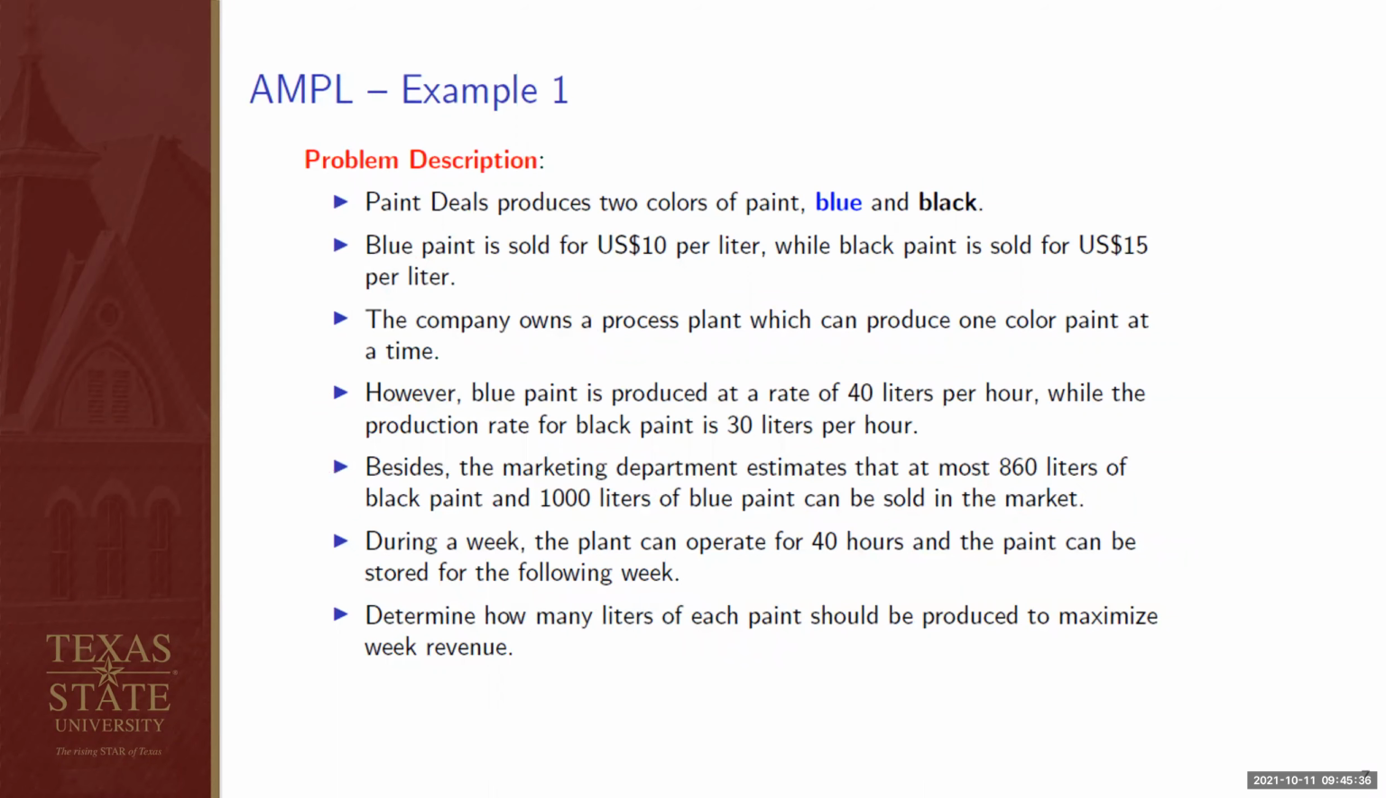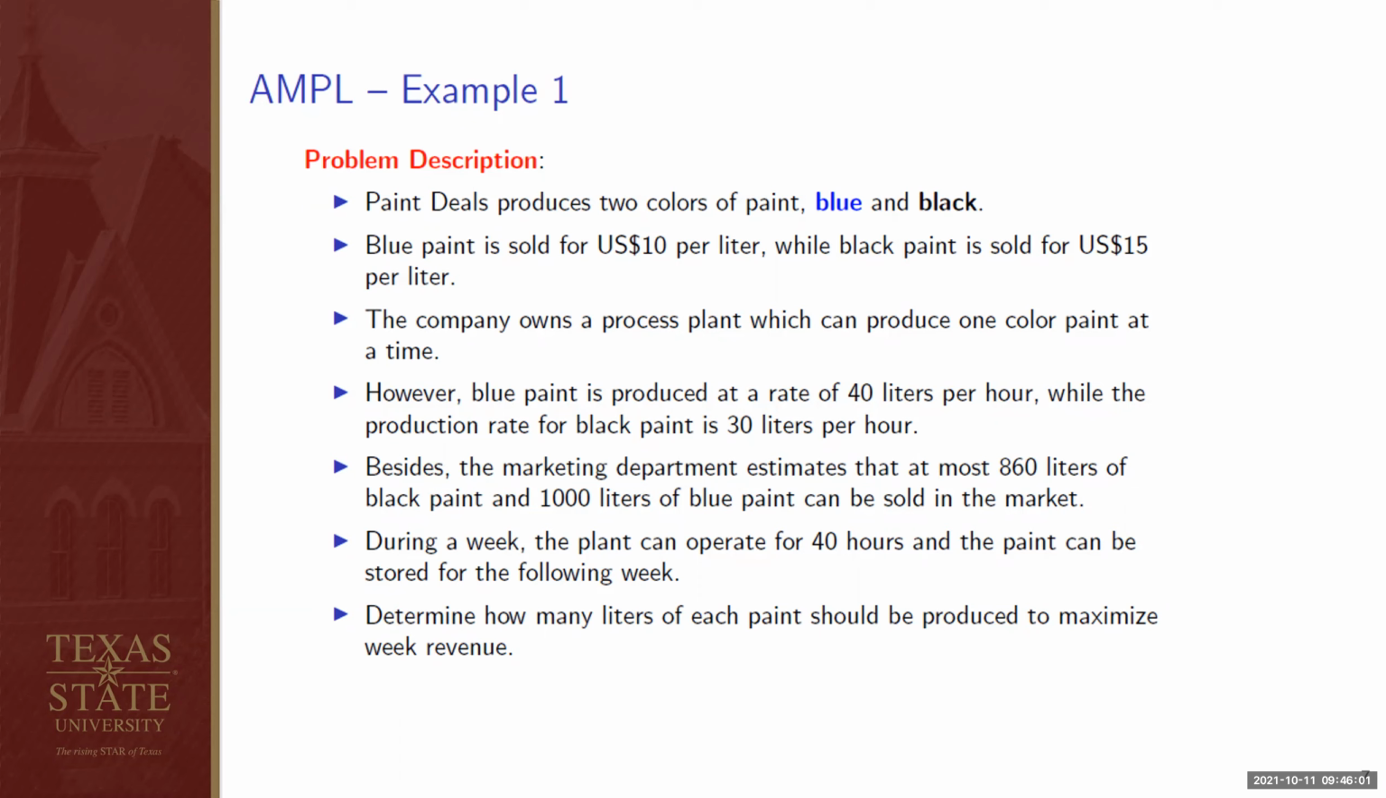So here we have an example. We're going to start very simple. The problem description is: Paint Deals produces two colors of paint, blue and black. Blue paint is sold for $10 per liter, but black paint is sold for $15 per liter. The company owns a process plant which can produce one color of paint at a time.